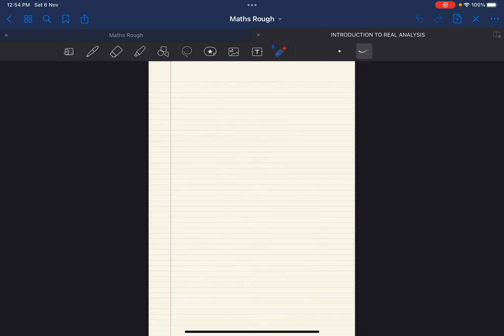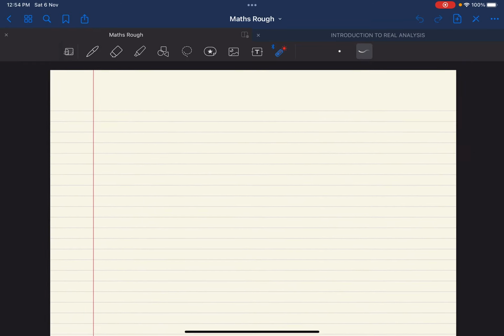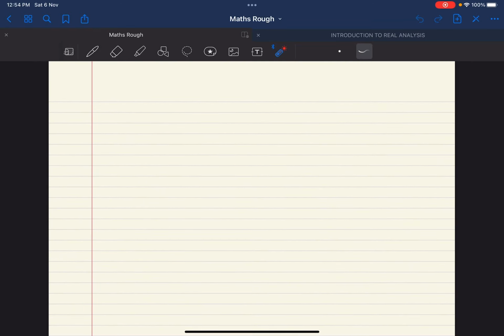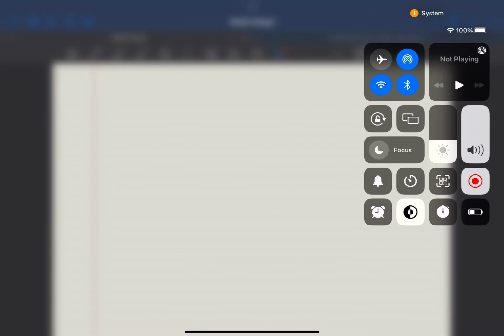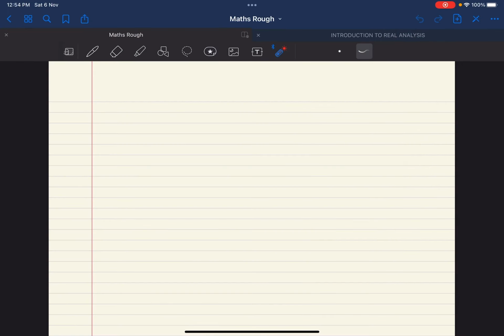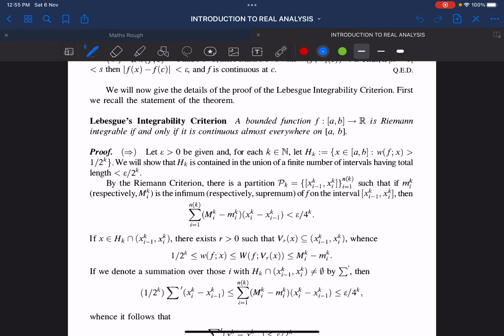Sorry, I'm really sorry. I'll be just proving the implication part towards the right hand side. That is, if you are given that the function is Riemann integrable on that closed bounded interval, then we just have to show that it is continuous almost everywhere on the closed bounded interval.